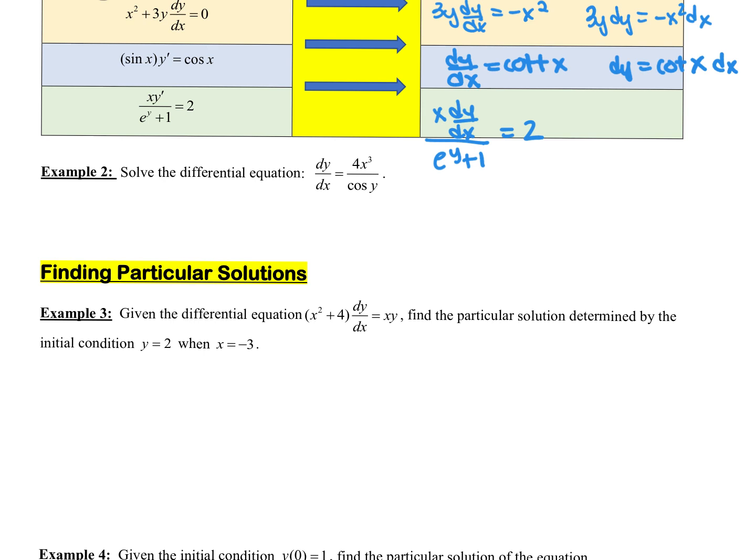How am I going to move the x? Divide, right? And then how will I move the dx? Multiply. So I should have 1 over e to the y plus 1 dy, or you can have the dy in the top. If you just left it in the top, that's the same thing. And then I'll have 2 over x times dx, because I just divided by x and multiplied by dx. Okay? Any questions about the separation?